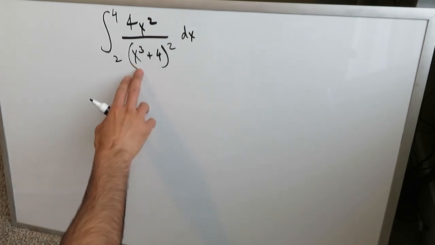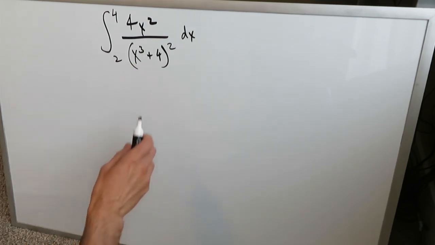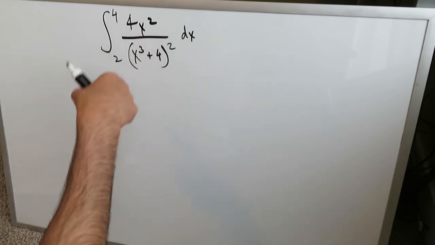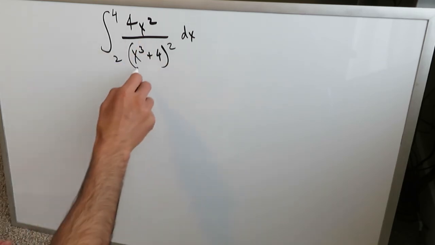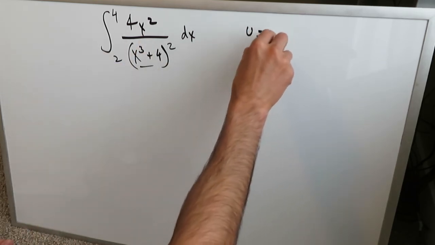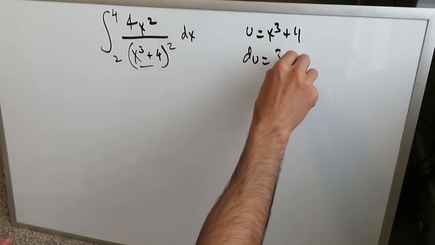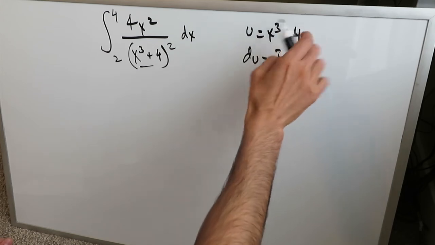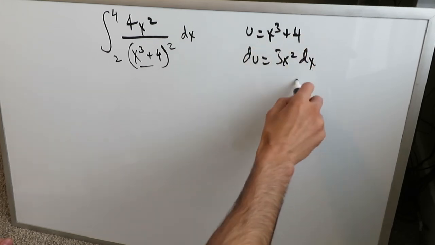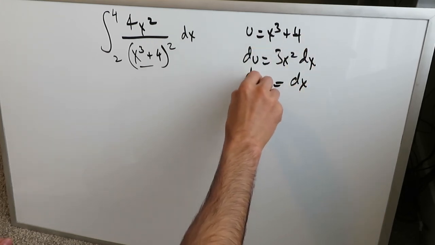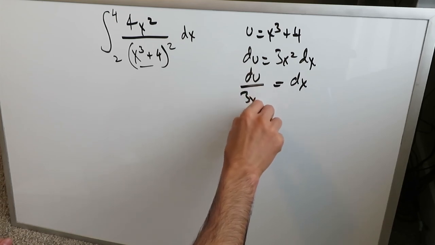You have to come up with some sort of substitution, and I would always look at that substitution which would make your integral easy. I would look at this as my substitution. If u is equal to x cubed plus 4, then du must be 3x squared dx. The derivative of this would be 3x squared. You have to solve for dx, which is equal to du over 3x squared.